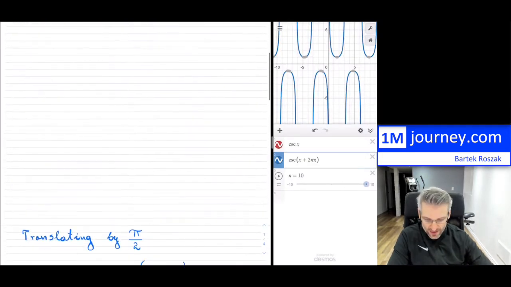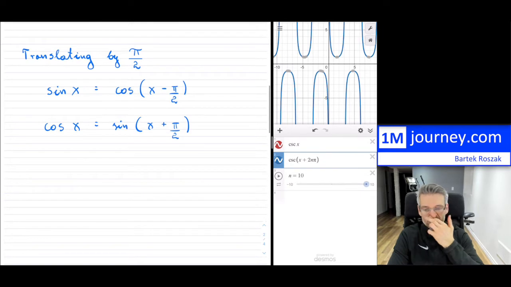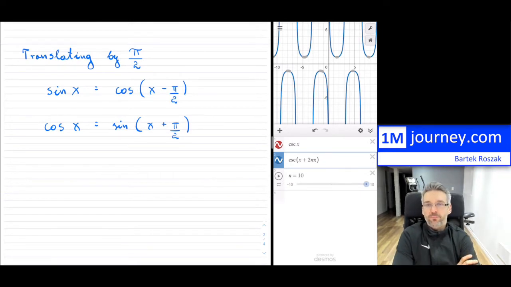The second item that I wanted to point out is when you're translating by π over 2. And this is interesting, and this is not always as easy to remember, to be honest with you. I kind of remember this π over 2 visually, so I am very familiar with sines and cosines, and I know how they look.